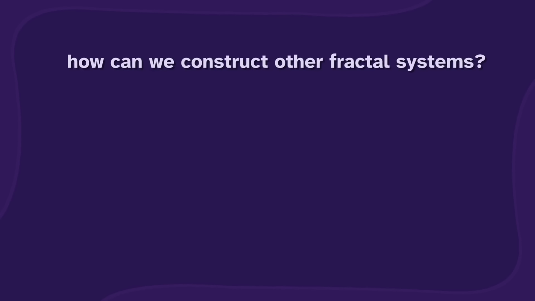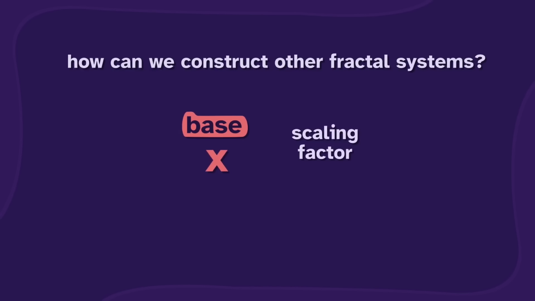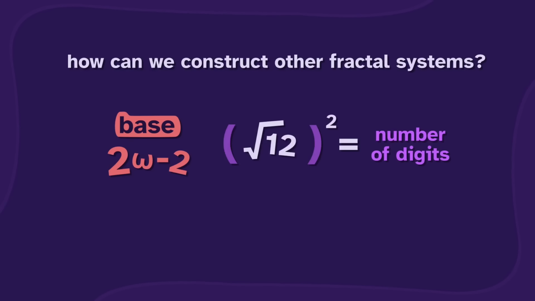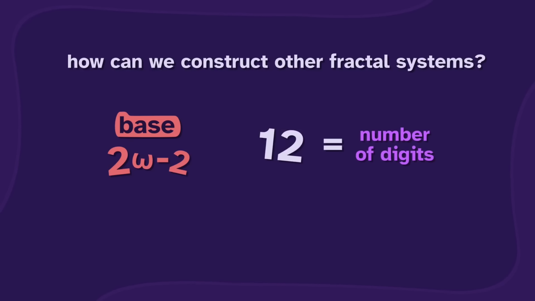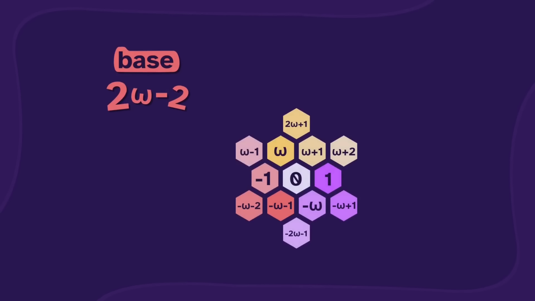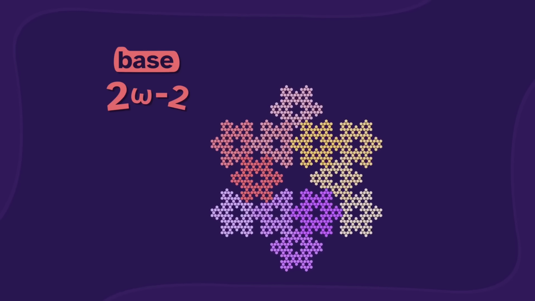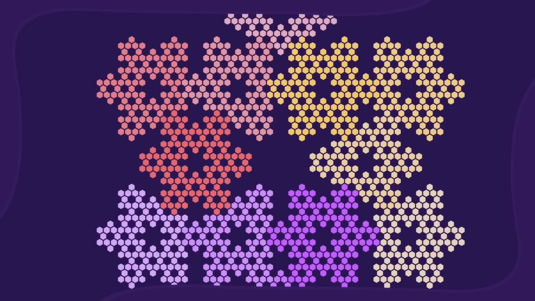To construct a fractal number system, we pick some base, find its scaling factor, then square that to get the number of digits. If we use 2 omega minus 2, the scaling factor is root 12. So we need 12 digits. We can take that spiky hexagon and remove the middle. Then slap birth it to make, something's wrong. There's a big hole in the middle of the shape.